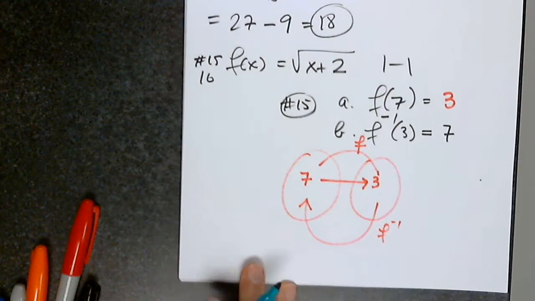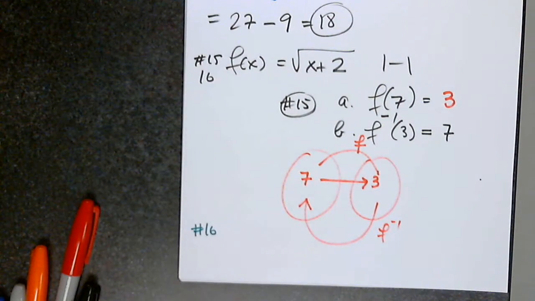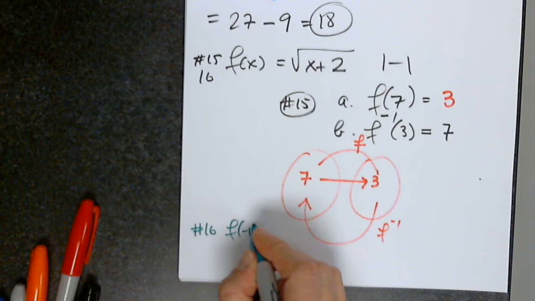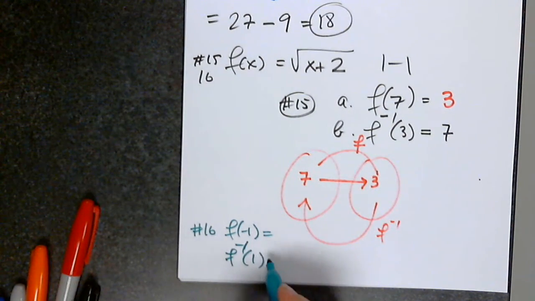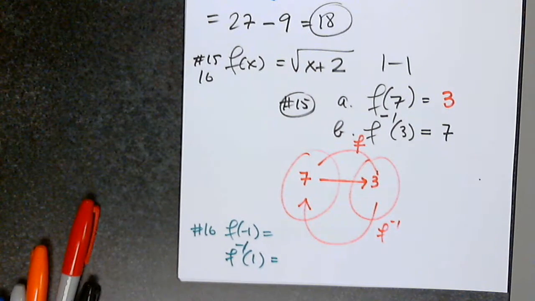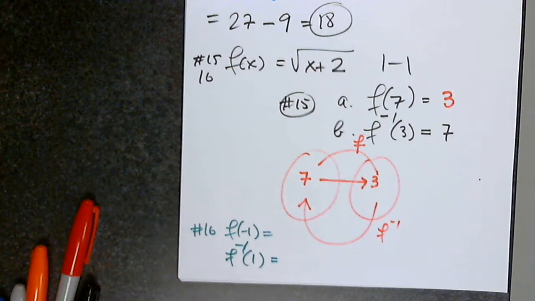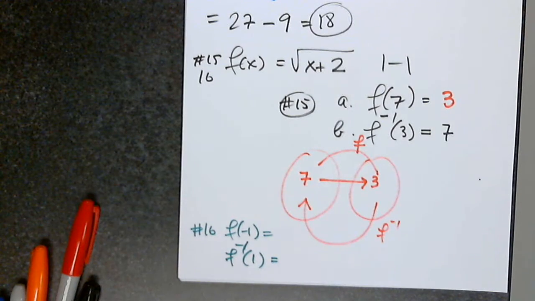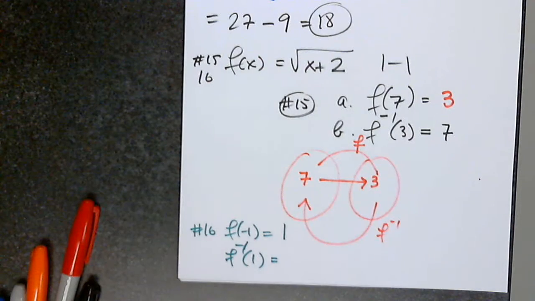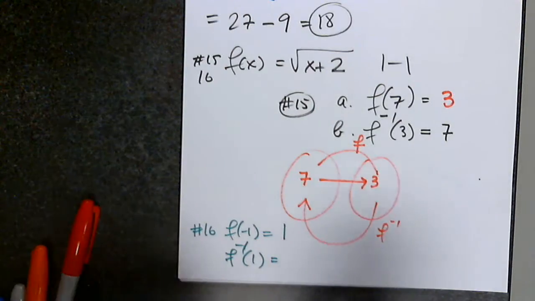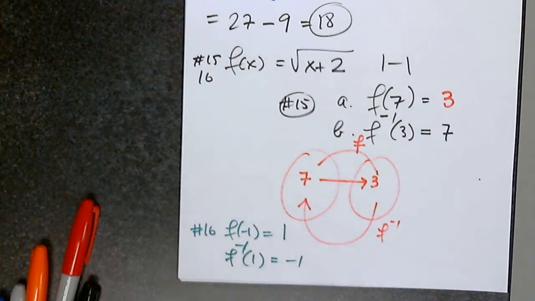Let's look at 16. F of negative 1 for the same function, and then f inverse of 1. Let's find f of negative 1. How much is f of negative 1? 1. How much is f inverse of 1? Negative 1. That's it. Awesome. Any questions? Okay.